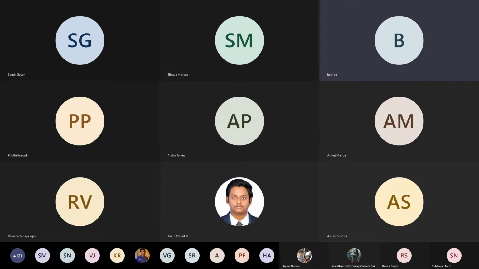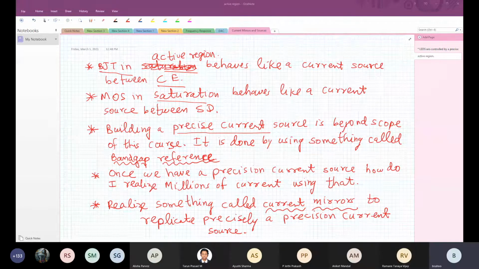By using something called a band gap reference. So we won't be going into the details of this. In this course, it will be taught in your fourth year, for those who will be taking it. What we will be discussing is, once we have a precision current source, how do we realize millions of copies of these, millions of current sources, using that?